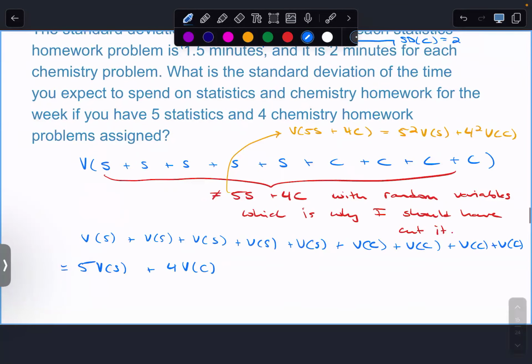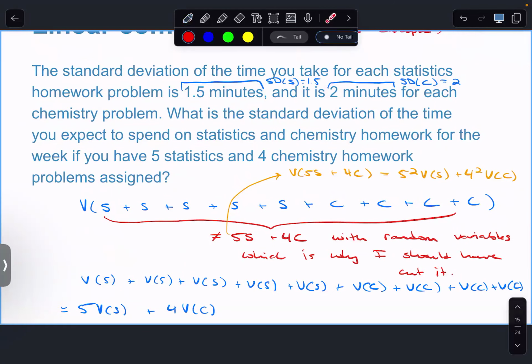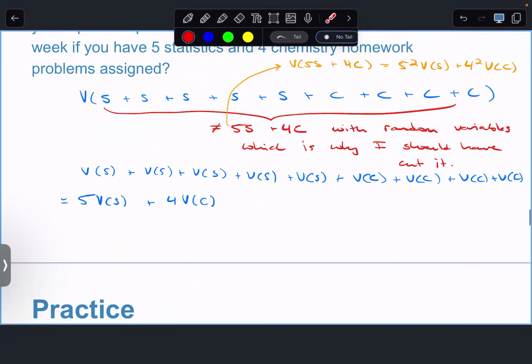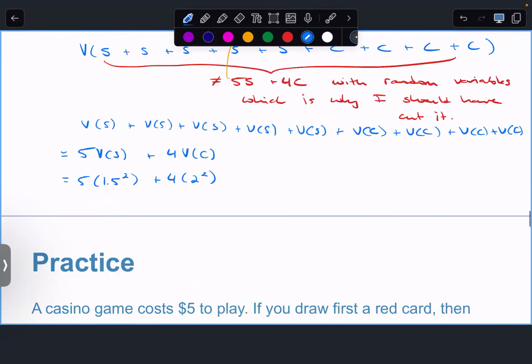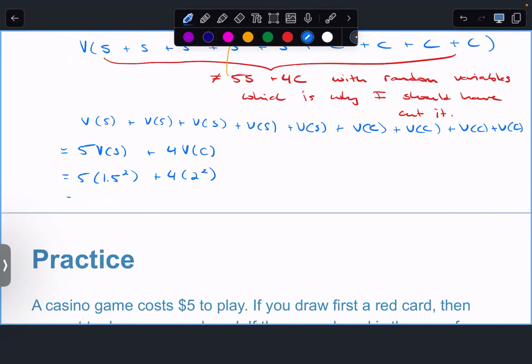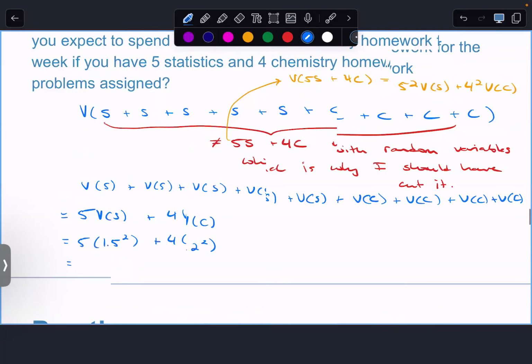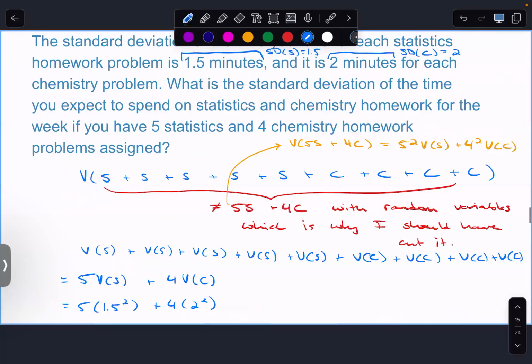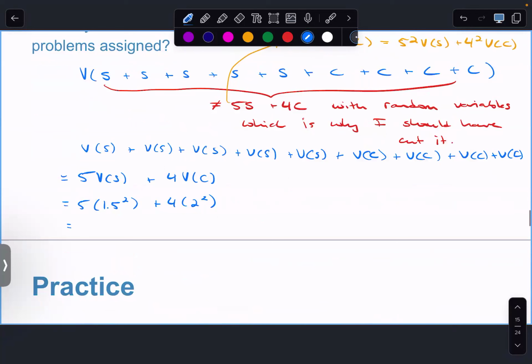What's the variance? Square root is the standard deviation, so I can square it to find the variance. So then I have 5 times 1.5 squared plus 4 times 2 squared. Which is some number.